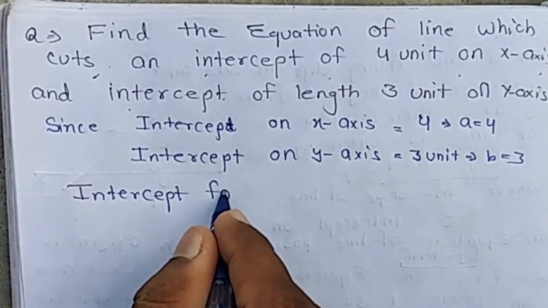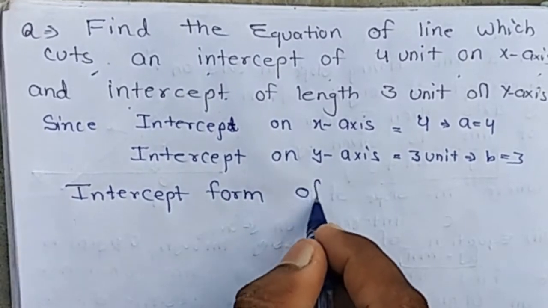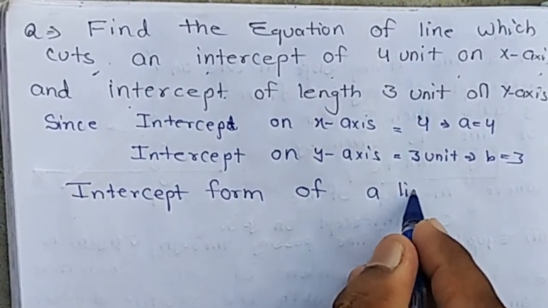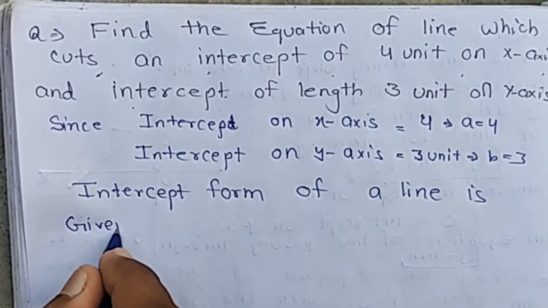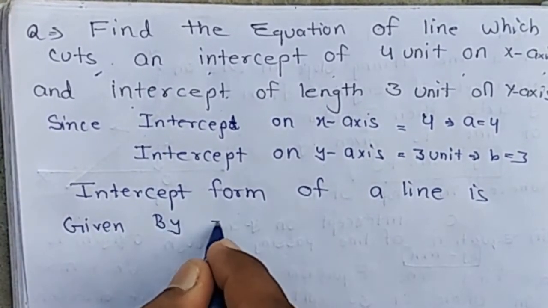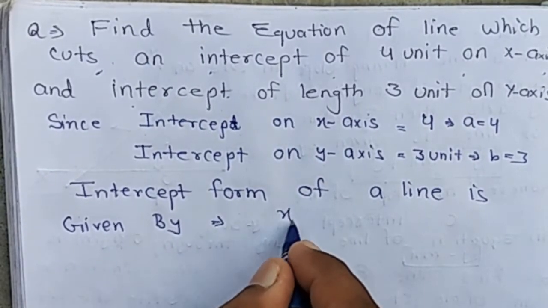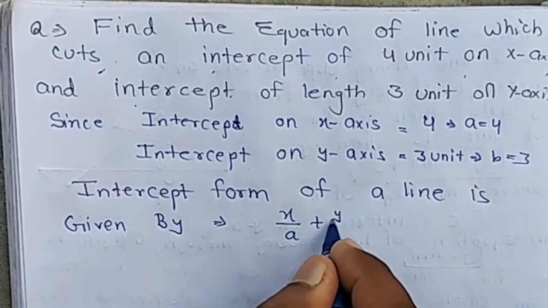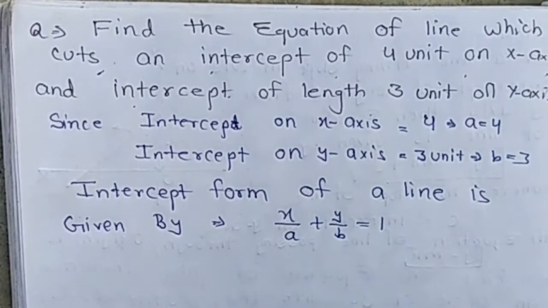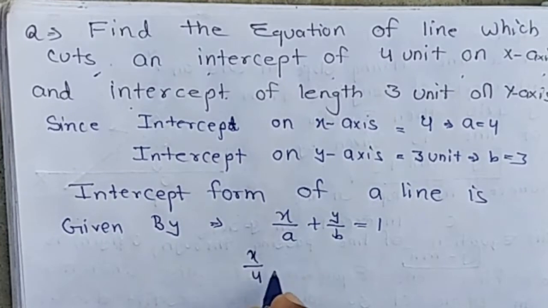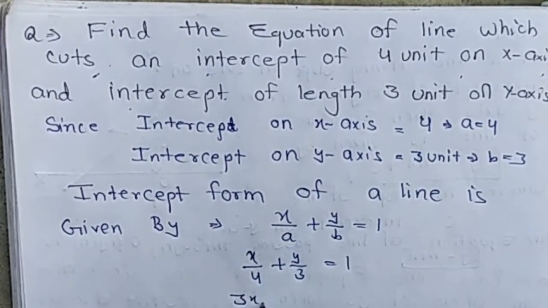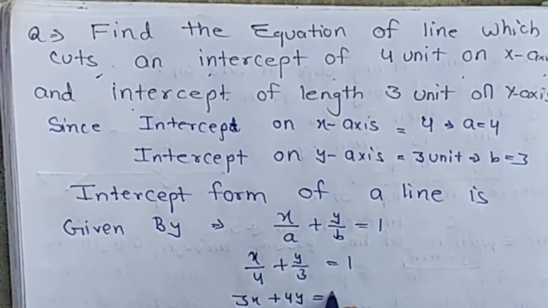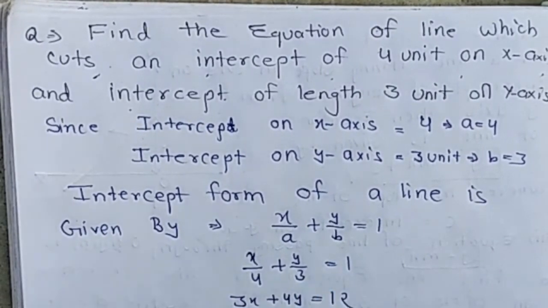then the equation of the line is x by A plus y by B equal 1. The intercept form of a line is given by x by A plus y by B equal 1. Put the values of A and B. We have x by 4 plus y by 3 equal 1. Then the equation of the line is 3x plus 4y equal 12, and it is the required equation of the line.